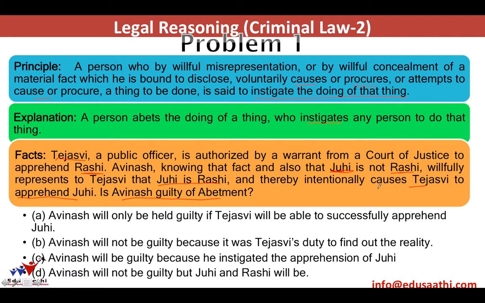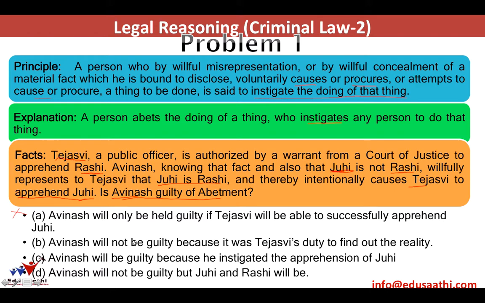Abetment means helping someone to do an offense. In this case, Tejasvi has actually apprehended a wrong person, which is the offense. So is Avinash guilty of abetment or not? Let's take the options. A. Avinash will be held guilty only if Tejasvi is able to successfully apprehend Juhi. No, this is not the answer, because Avinash has actually instigated, so all the ingredients of abetment have been fulfilled.